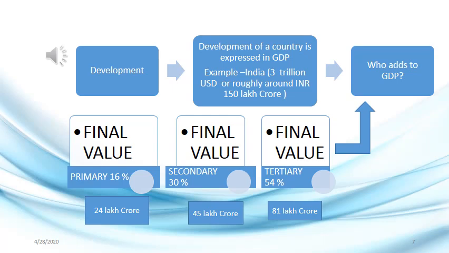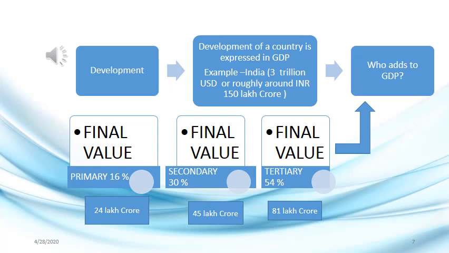Even here I have just given an example. Tertiary and secondary sectors contribute more to GDP than the primary sector. So the important concept is what is GDP. As I have given an example, 3 trillion US dollars, that is India's GDP, it is the final value of all the activities you do in a country through all these primary, secondary, tertiary sectors.